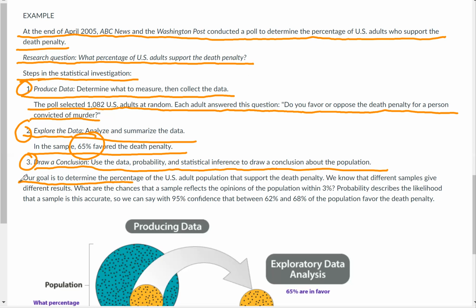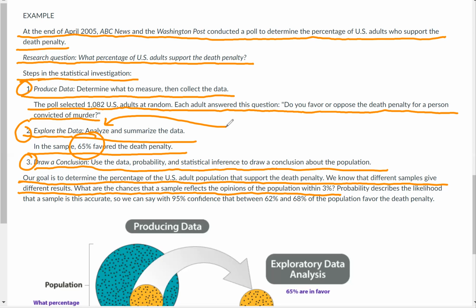Our goal is to determine the percentage of the US adult population that supports the death penalty. We know that different samples give different results. What are the chances that a sample reflects the opinions of the population within 3%? Because it was just a sample, 65% of the people in the sample favored the death penalty, but maybe it's not that exact percentage when we look at the overall population.